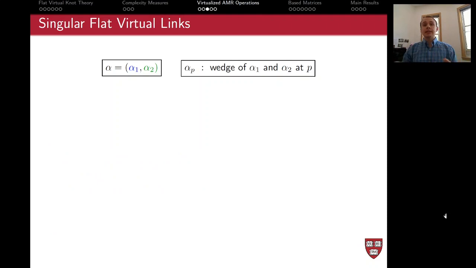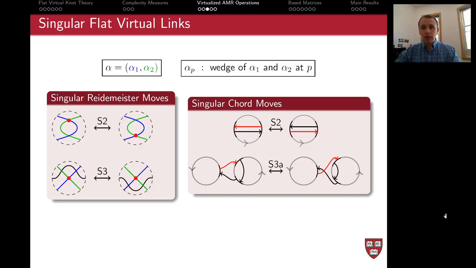So we want to extend this to flat virtual links. So the idea of a pair of curves, that's fine. If you have a wedge, then we need to start thinking about virtual homotopies that include the wedge point. So these come in two varieties depending on whether you're looking at the geometric or combinatorial perspective.